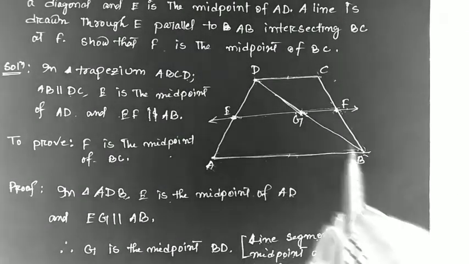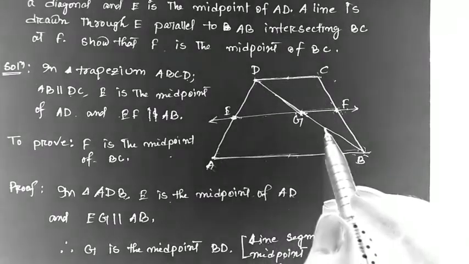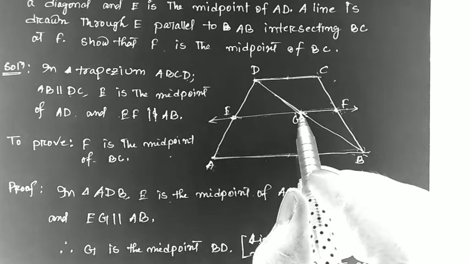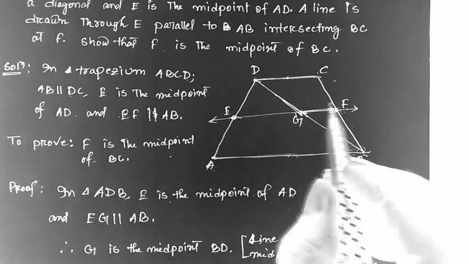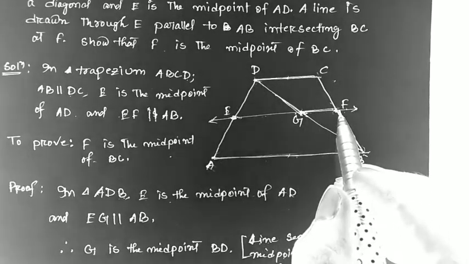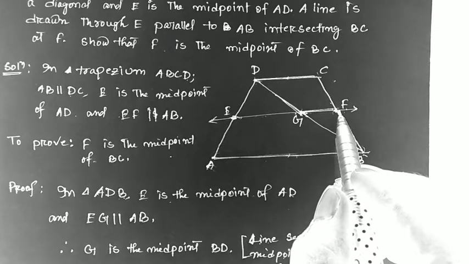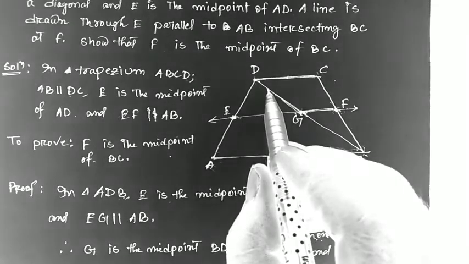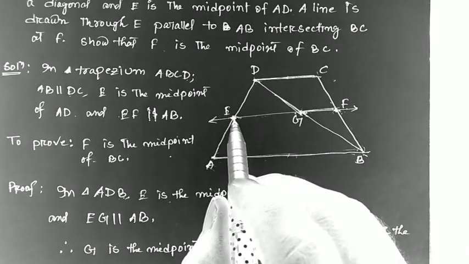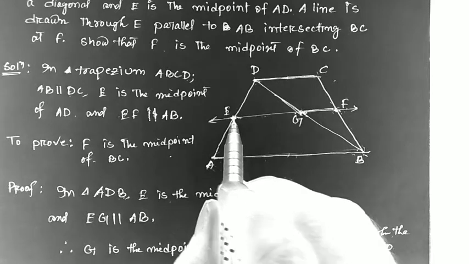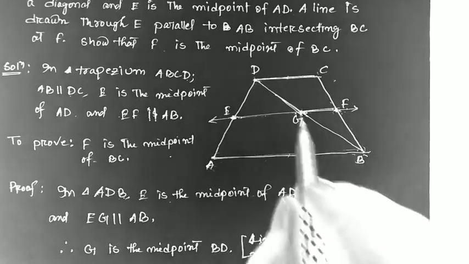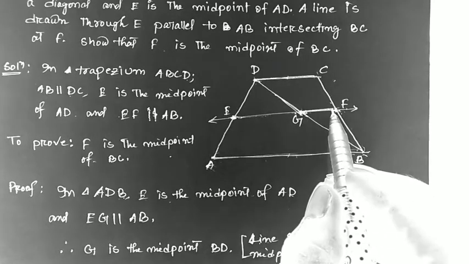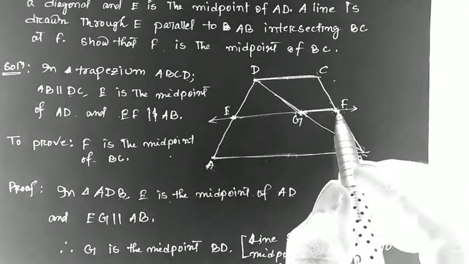Now see, if we consider this triangle BDC or DBC, whatever you consider, in triangle BDC, G is the midpoint of BD and GF is parallel to this side DC. That means a line passing through the midpoint of one side and parallel to another side will pass through the midpoint of the other side also, just like before in triangle ABD. There we proved G is the midpoint since the line passes through a midpoint and is parallel to AB. The same case arises here. G is the midpoint and this line segment is parallel to DC, so F is the midpoint.